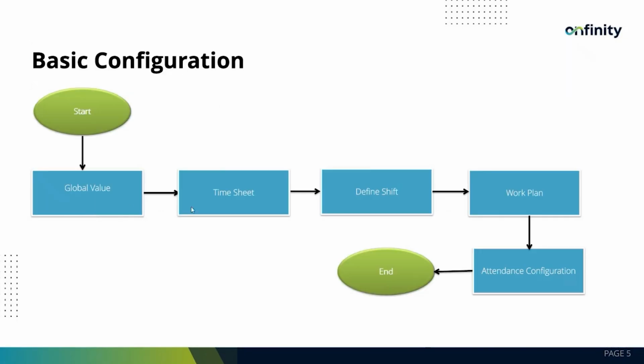The configuration process generally follows this sequence. First, you configure the global value. Next, you set up the timesheet, define shift patterns, and create a work plan. Finally, you finalize the attendance configuration. Each step builds on the previous one and ensures a seamless attendance setup in the system.